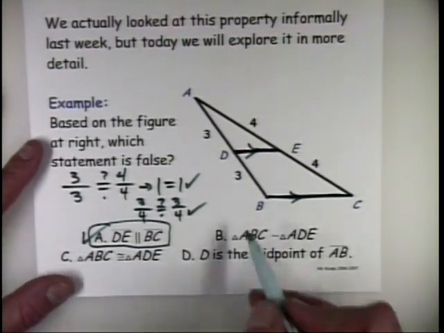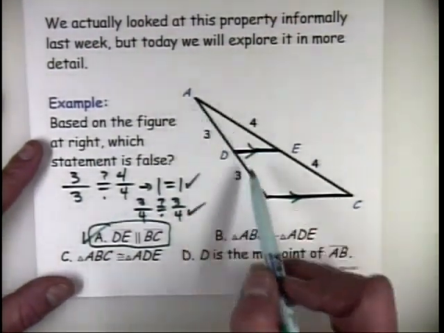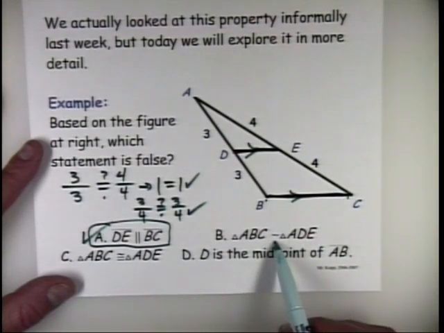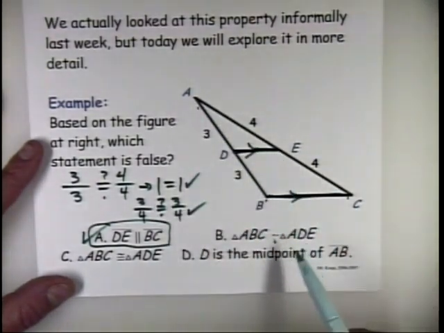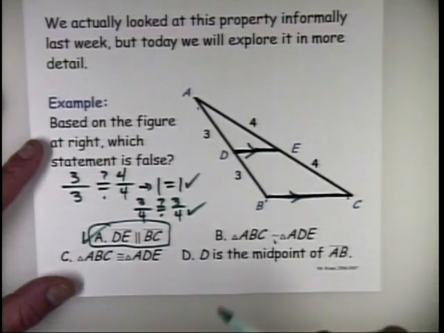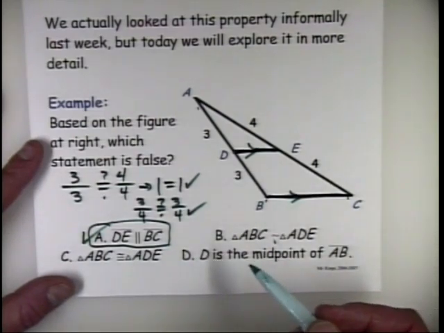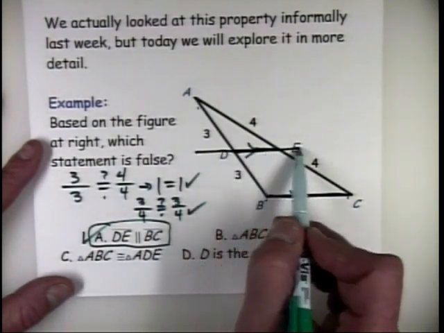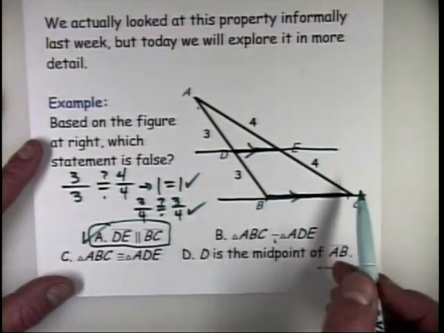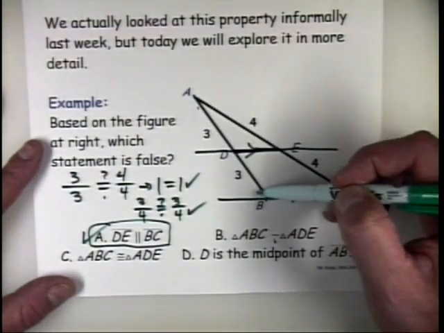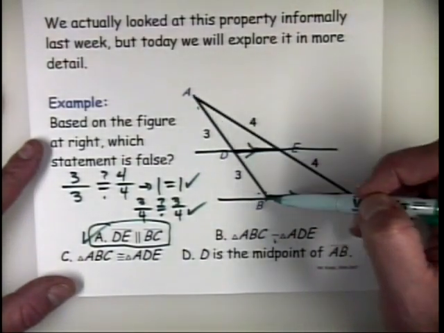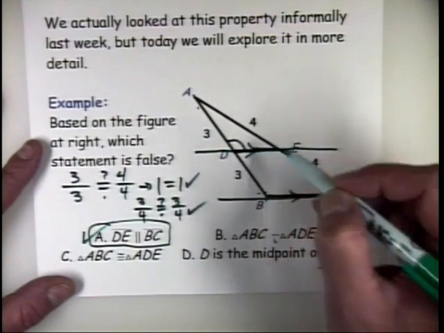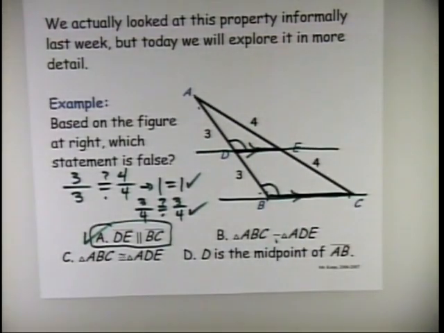Let's move on to the next one, choice B. It says triangle ABC, the big one, and remember, this little tilde means similar to, triangle ADE. Remember, similar triangles have corresponding angles that are congruent. It's helpful now that we know that DE and BC are parallel, because I can extend this parallel line and this parallel line, and now I can look at segment AB or DB as a transversal, so that this angle here and this angle here are congruent.